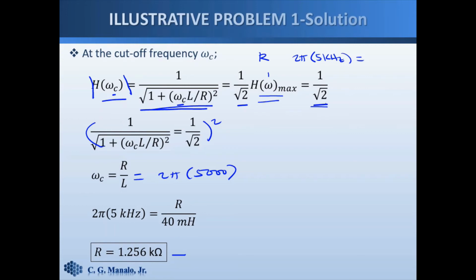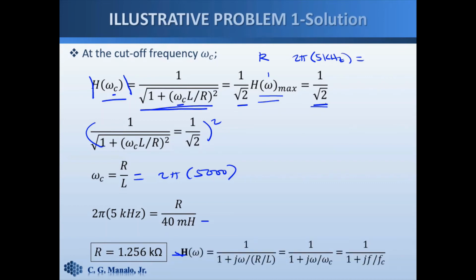So the value of R means that with an inductance of 40 millihenries in series with this, we can produce a low-pass filter across the resistance with a cutoff frequency of 5 kilohertz.